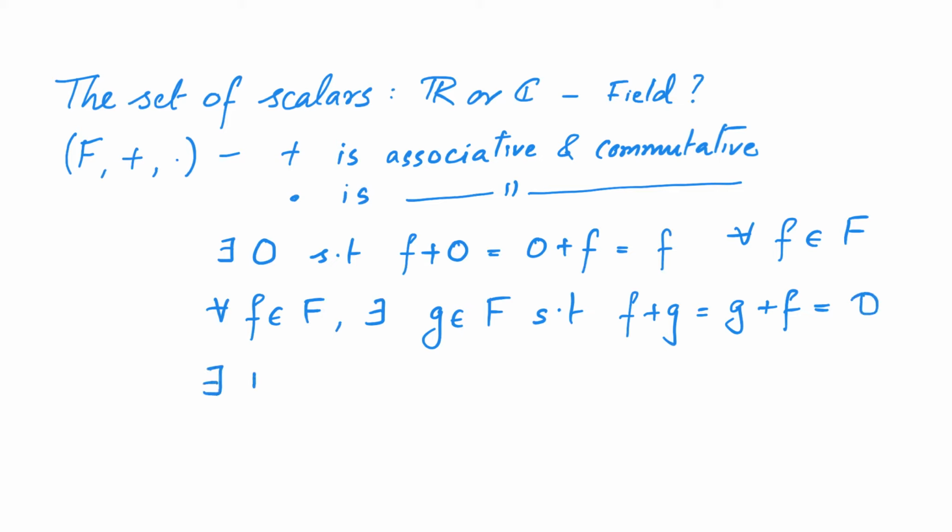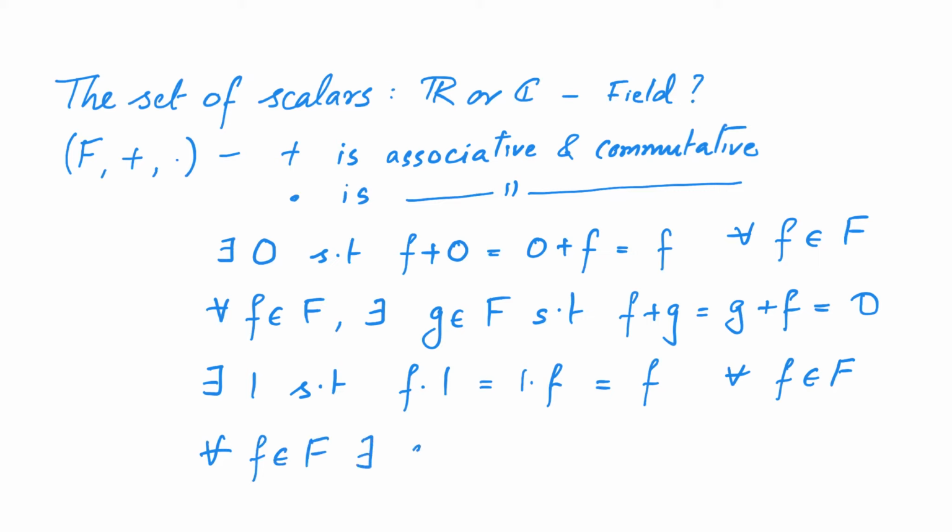Then there exists an element 1 such that f into 1 is equal to 1 into f is equal to f for every element f in capital F. And for every element f in capital F, there exists an element g in capital F such that f into g is equal to g into f is equal to 1.